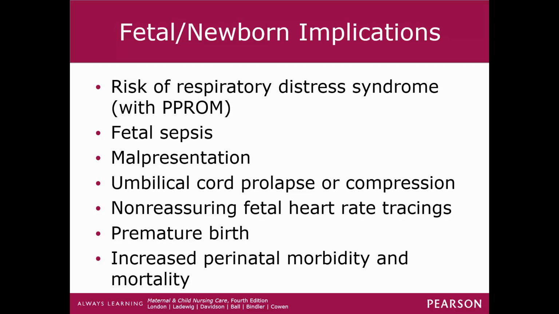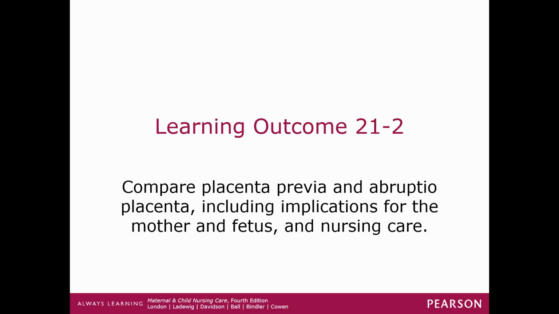Respiratory distress syndrome and sepsis. If that water breaks prematurely, the baby could be breech because the baby's only 32 weeks and hasn't turned down yet, so a malpresentation. If that water breaks, the cord could wash through with the amniotic fluid. We could have bad fetal heart rate tracings. We could end up with a preterm birth, and we're increasing our morbidity and mortality with a PPROM. So it's a very thin line we are walking.